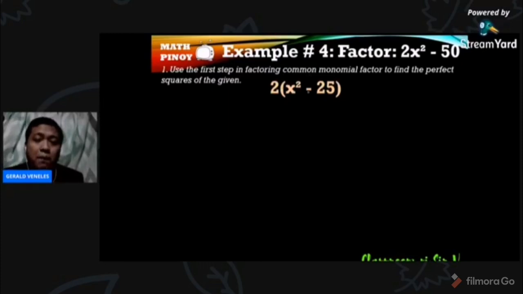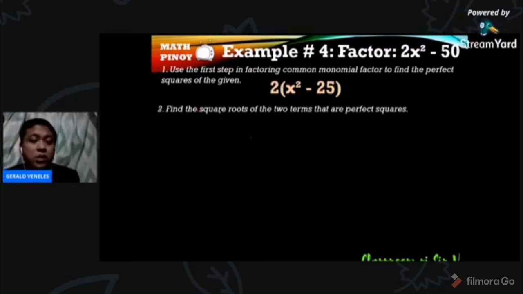of x squared minus 25. So here, factorable na ang x squared minus 25. Isi-set aside muna natin yung 2, yung GCF. So, pag nakuha nyo na to, nalaman nyo na meron palang perfect square siya, nung hinanap natin ang GCF, yung other factor niya ay perfect square na, proceed na tayo sa step 2, in which is find the square roots of the two terms that are perfect.